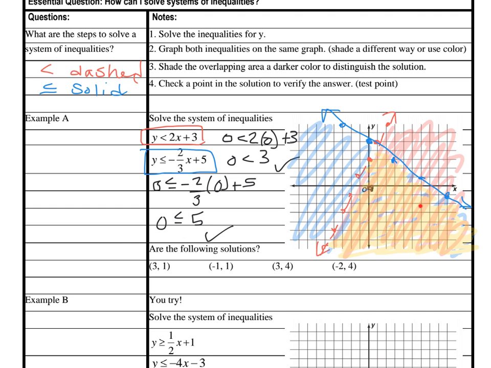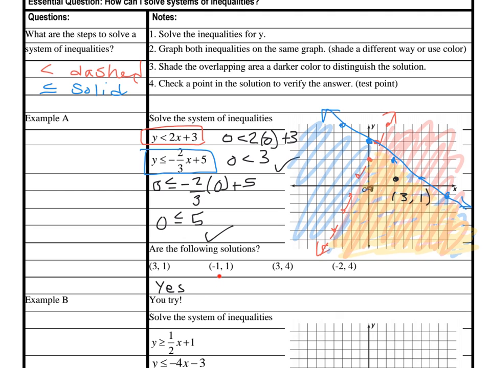That's the only areas that will work. So let's go ahead and check the point (3, 1). From 0, I go over 1, 2, 3, and then up 1. So we'll just put a point right there. So that is the point (3, 1). We went over 3, up 1. It is in the yellow area, so yes, (3, 1) is in the solution area.